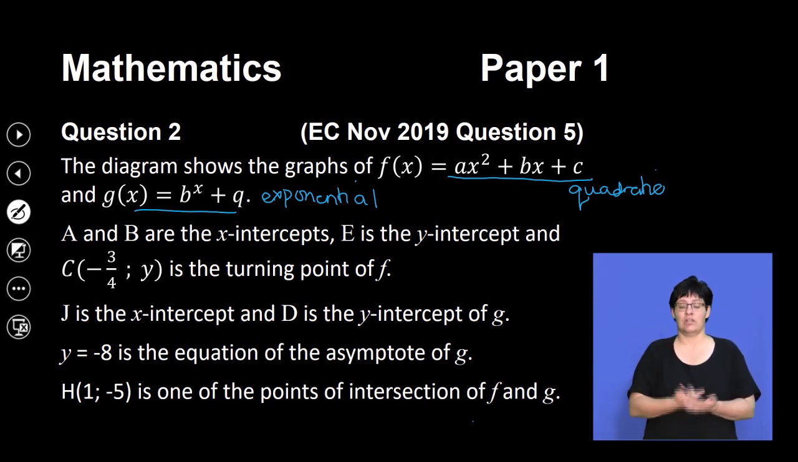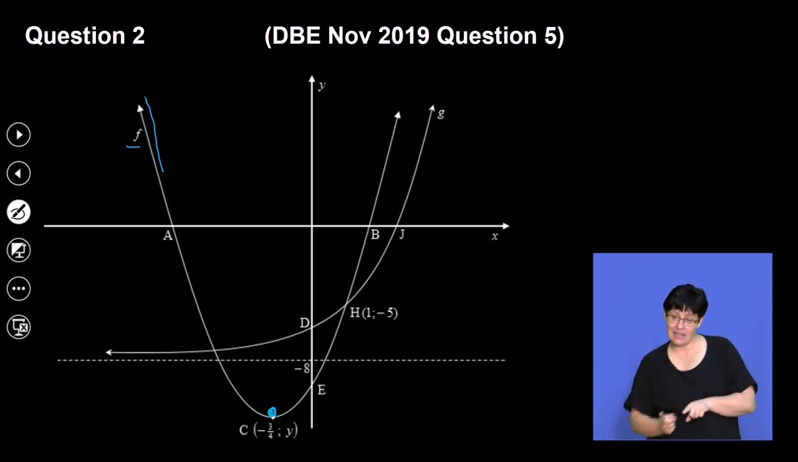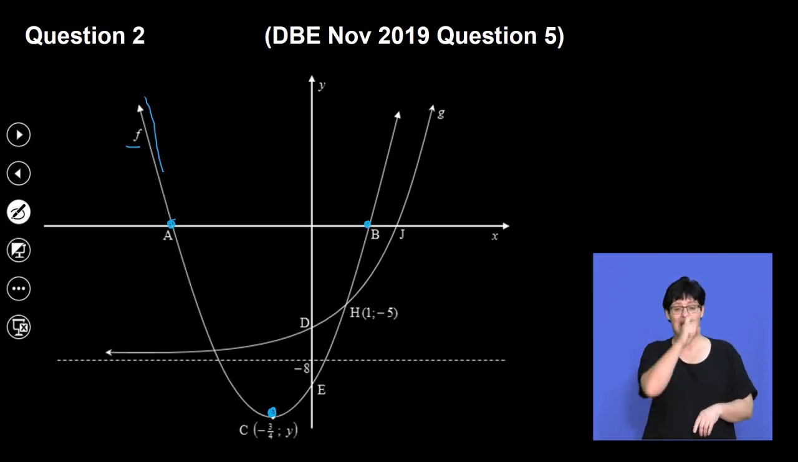Okay, then we're told that A and B are the x-intercepts, E is the y-intercept, and C, with the coordinates minus 3 over 4, y, is the turning point of f. So let's just have a look at that now. Okay, so here we can see we have f is that parabola, which is obviously associated with the quadratic function. It's a happy parabola, and we can see it comes down, negative gradient, turning point over here, point C, and then turning around, going up. And as was explained, there's A and B over there. Those are the x-intercepts of f.